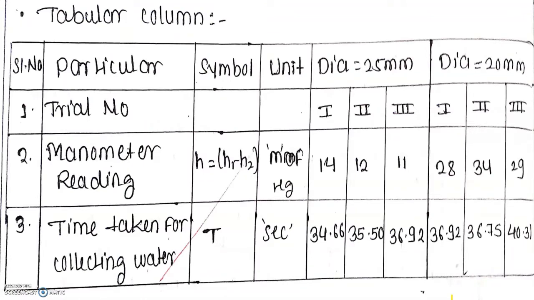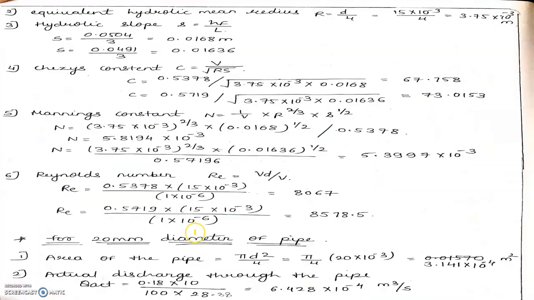The next part is a trial run which has been done previously. For the differential manometric reading, they have taken the time with respect to every trial. Again in the same way, for the 15 mm diameter pipe they have calculated the area, the actual discharge, the velocity, the manometric reading, the head loss due to friction, Darcy's equation, Chezy's equation, the Manning's equation, and the Reynolds number.